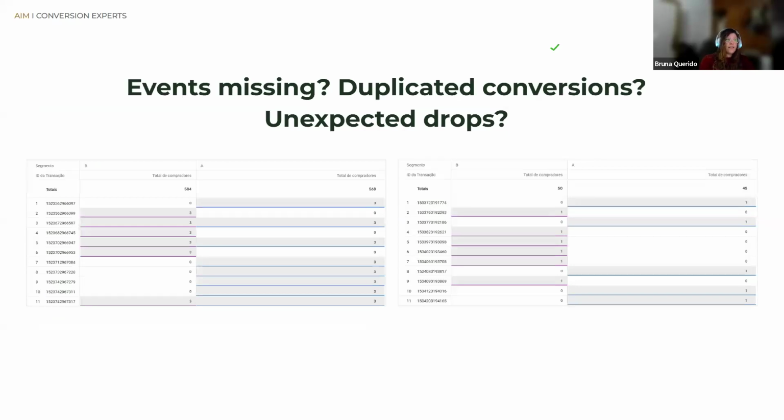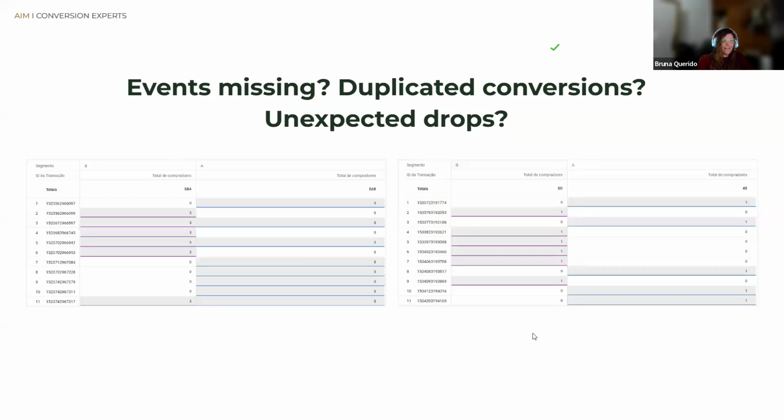And how to deal with events missing, duplicate conversions, and unexpected drops. One of the upsides of running a lot of A/B tests in different scenarios, with different tools, in different digital contexts, with different clients, is that we stumble into new problems and learn to identify them and develop mechanisms to avoid or even solve them. The downside is that we have a lot of surprises.